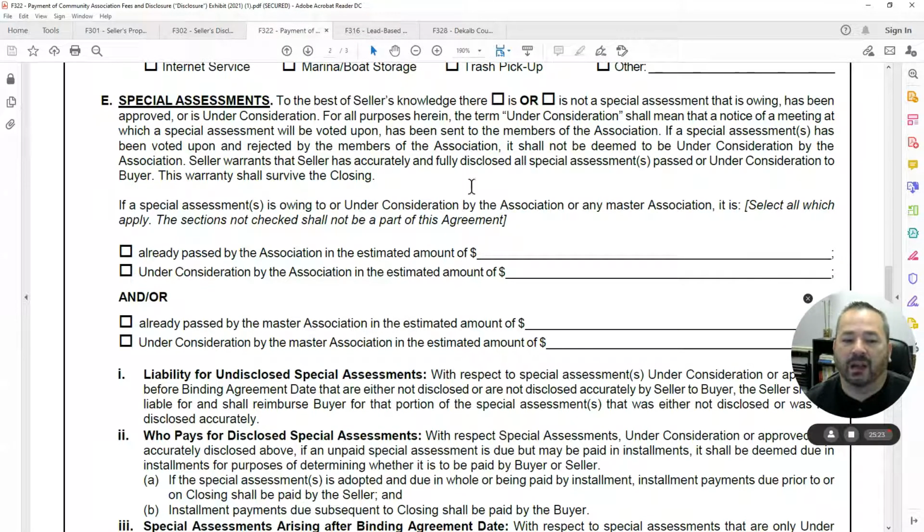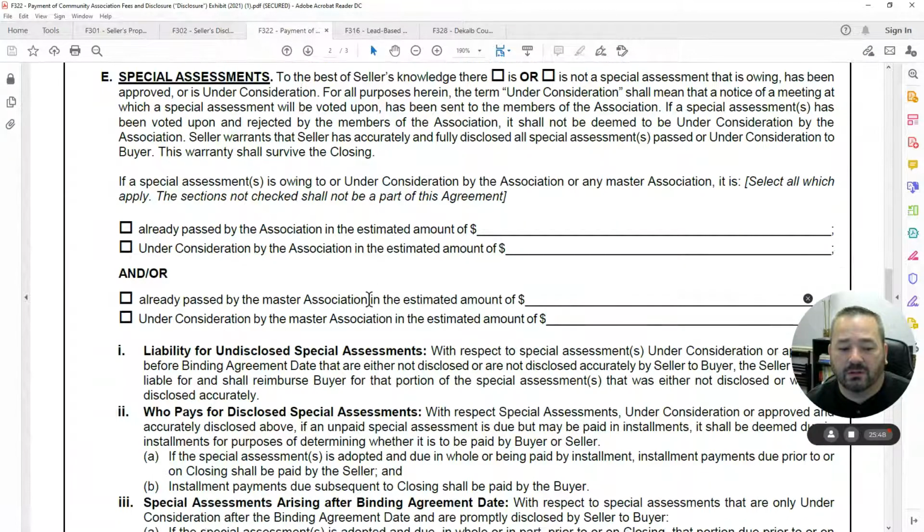So this section right here asks, is there a special assessment that is owing, has been approved, or is under consideration? Has it already passed and your portion is going to be this, or is it under consideration and it's this, and/or it's already passed by the master association, if there's a master association that's doing an assessment. So is it the HOA or the master association?